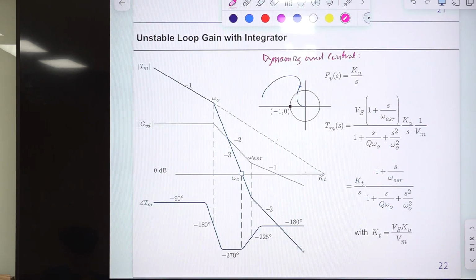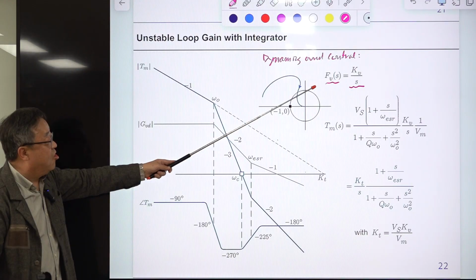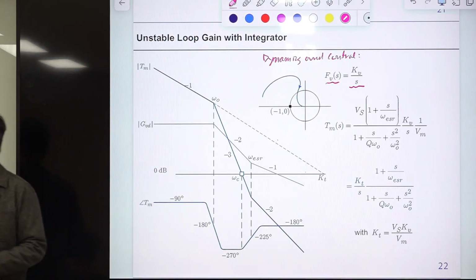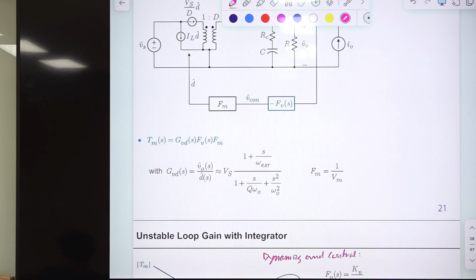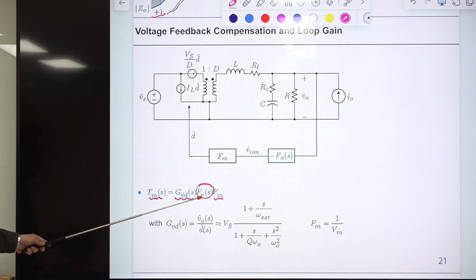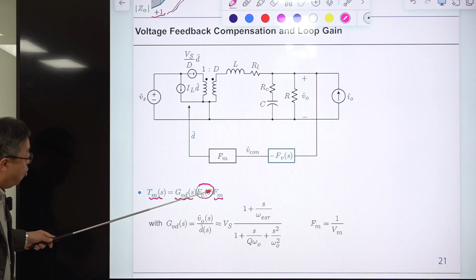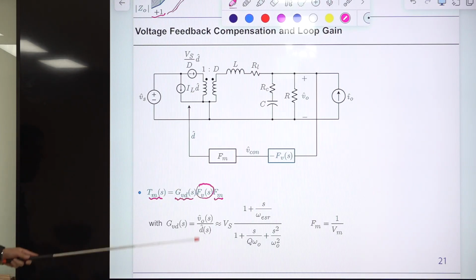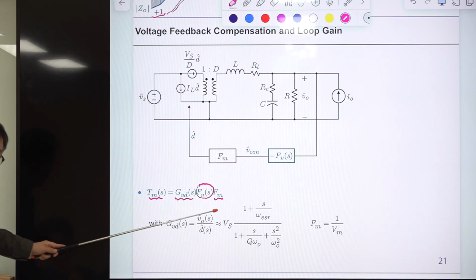First case, assume this is your integration. No, your voltage feedback compensation is this one. So you are required to design TMS. But this is fixed. This is fixed. So the only remaining free variable you can select arbitrarily, with your own design or own intention, is this one. You cannot touch this, they are fixed.